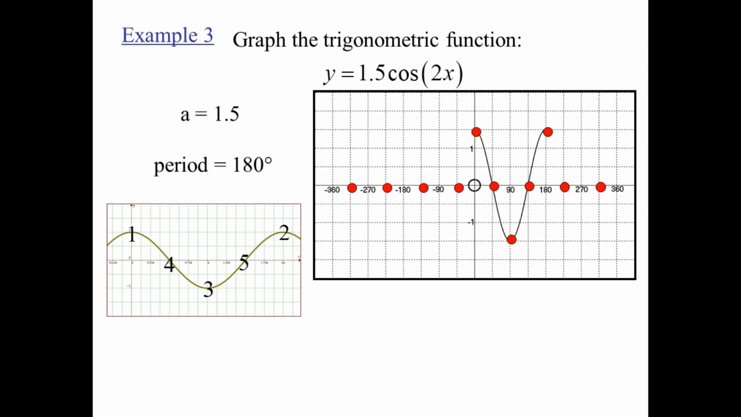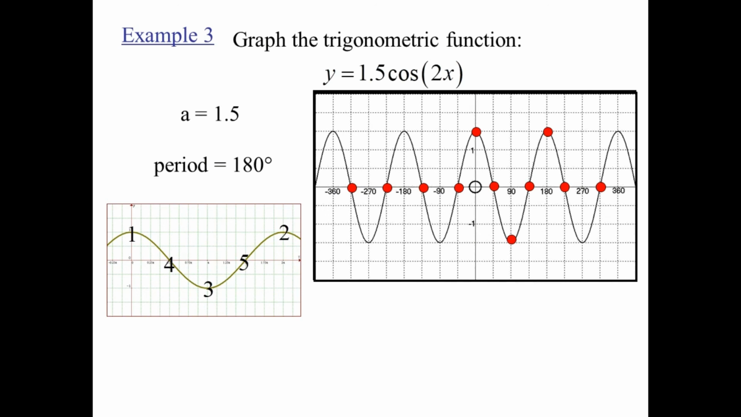Now with these points as a guide, and knowing that the maximums and the minimums occur in the middle, we can fill out the entire curve, the entire domain. With these points as a guide, we can fill out the domain. And there it is. Y equals 1.5 cosine 2x.